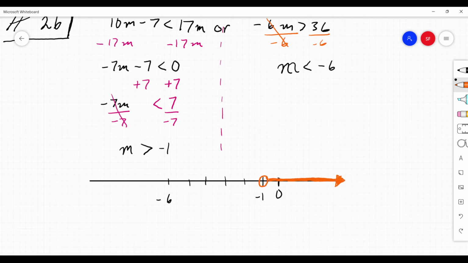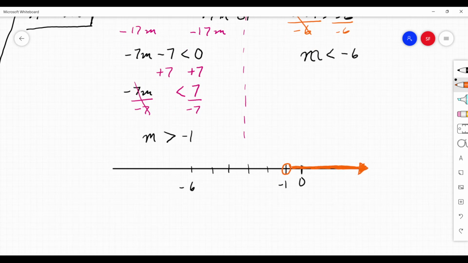I don't think so, unless it said you had to. Yeah, it doesn't really say that. If it says write your answer as a compound inequality, you would have to. Does that make sense? And then the next one would be an open circle at -6 shaded to the left. Yep.